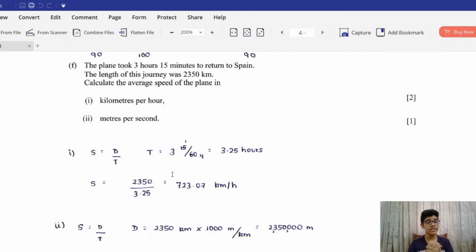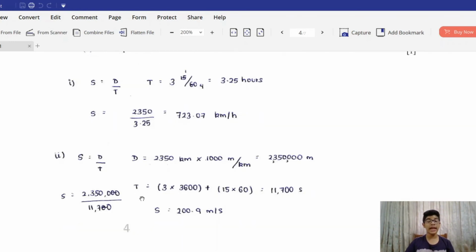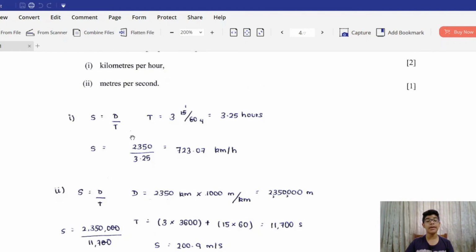Now we have converted this time to hours. We already have the distance in kilometers. So kilometer distance over hour time. So 2,350 over 3.25, and we should get that the speed is 723.07 kilometers per hour. Roman 2, again, they want us to calculate the speed, this time in meters per second.